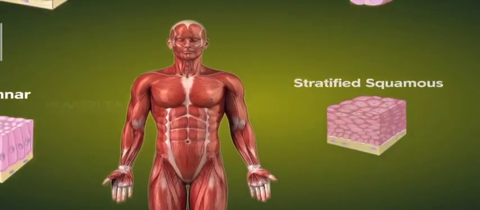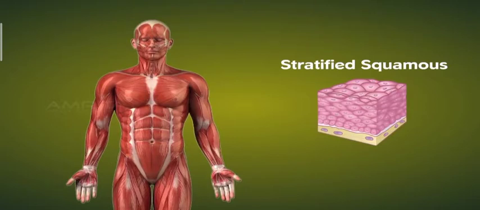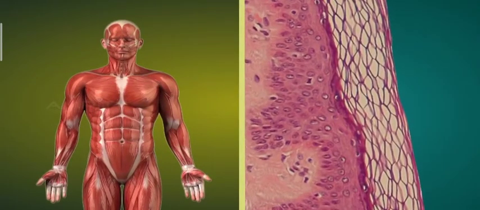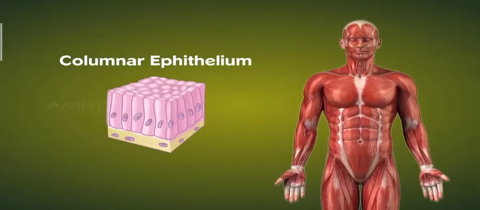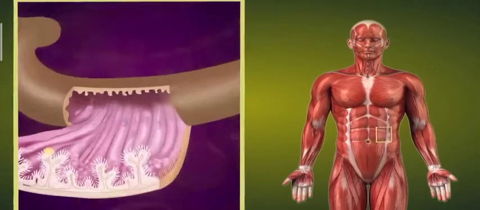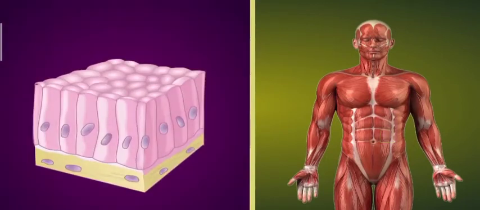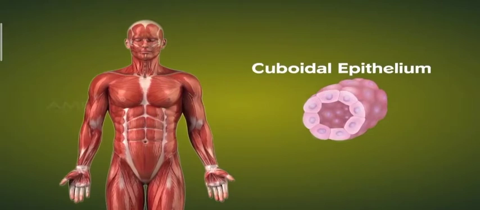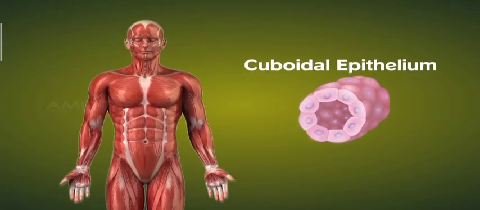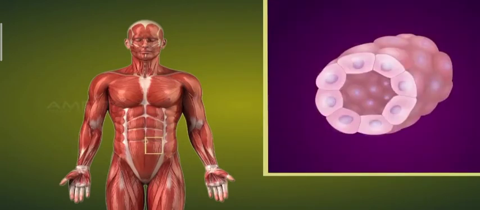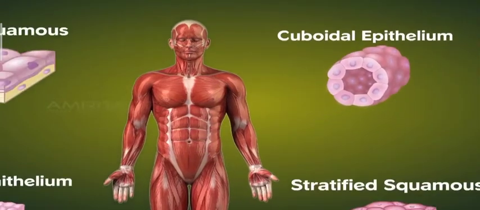The stratified squamous epithelium protects areas subject to abrasion and is found in the skin. It is multilayered. Columnar epithelium acts as an impermeable barrier against any bacteria that could be ingested but is permeable to any necessary ions. It is tall and shaped like a column. Cuboidal epithelium aids in absorption and provides mechanical support. It forms the lining of kidney tubules and ducts of salivary glands. It is shaped like a cube.